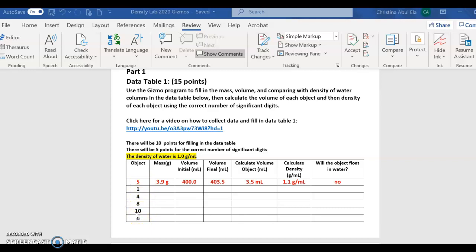We're going to do this by water displacement, and we want to make sure that we're keeping track of our significant digits. So I'm going to go ahead over into the lab program and do this first one for you. This is object 5. You can see in red here I have it done, so you can use this as an example. So let me go over into the lab program and show you how to get that data.